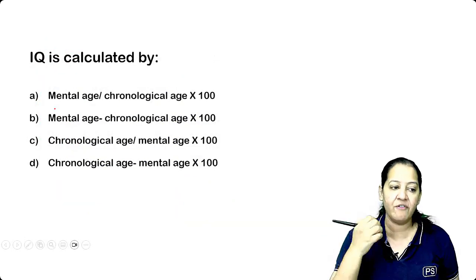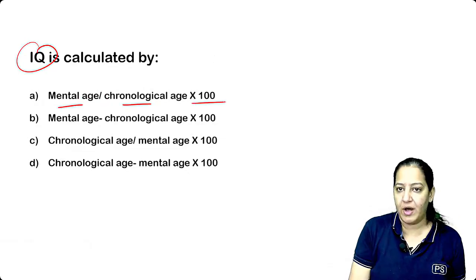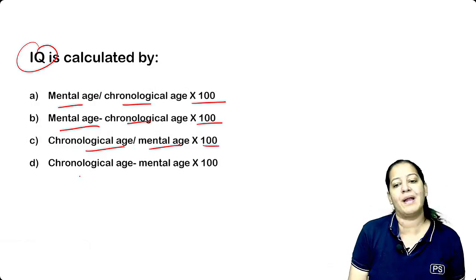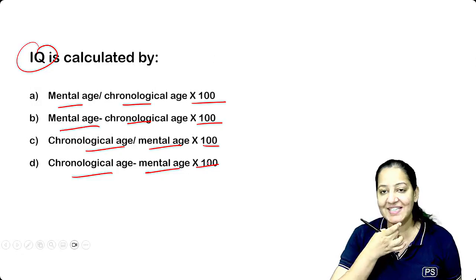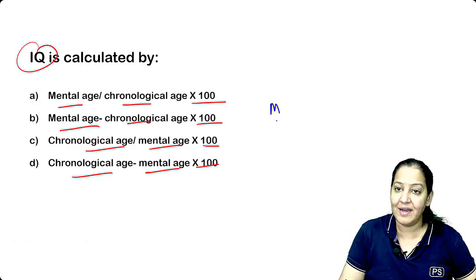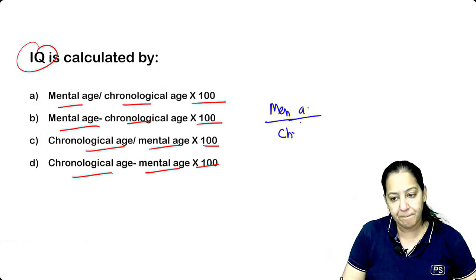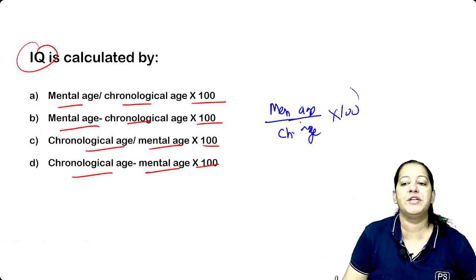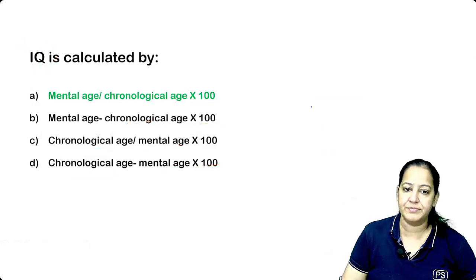The next question: what is the formula of IQ? IQ is calculated by which formula? Mental age upon chronological age into 100, mental minus chronological into 100, chronological upon mental into 100, or chronological minus mental into 100. Easy question. Very easy question. You can respond. So of course, mental age upon chronological age. Mental is the numerator, chronological is the denominator, into 100. This is IQ. If both of them are equal, they will cancel. IQ is 100. That is normal. So the correct answer is A.